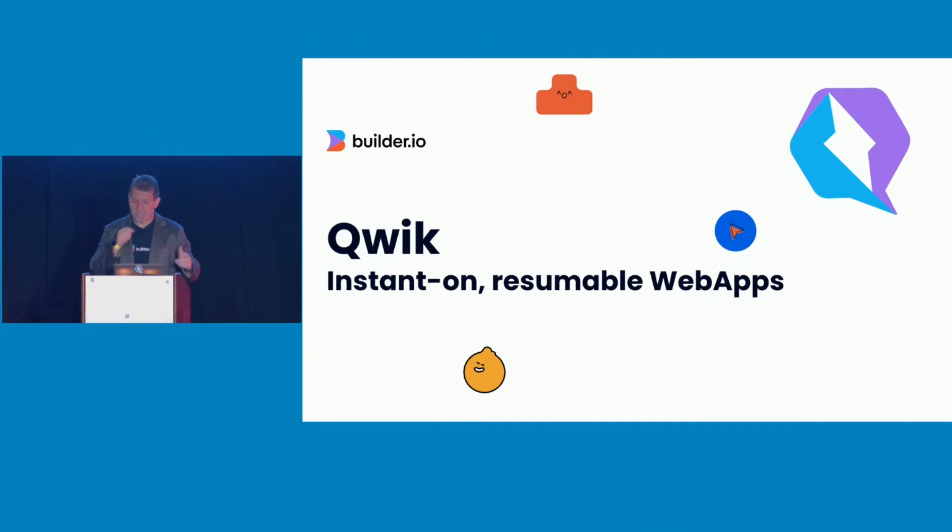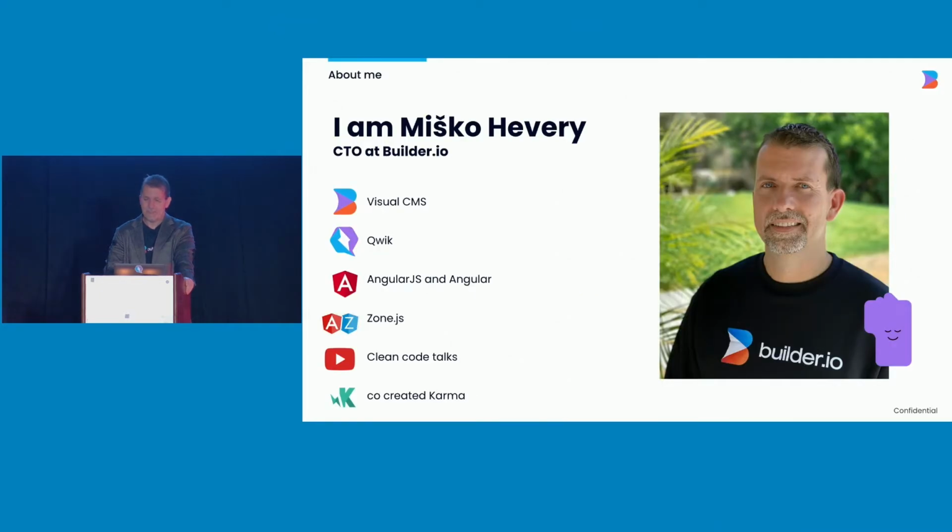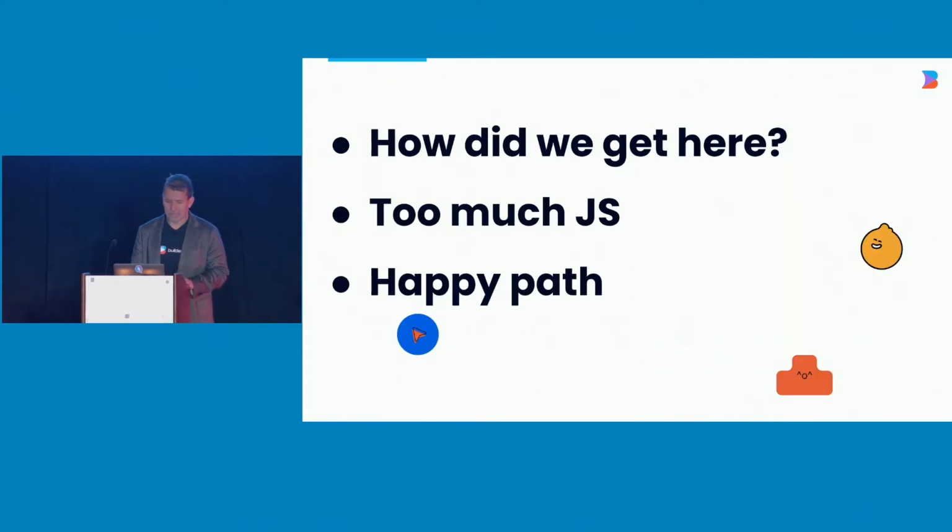I actually redid my presentation on the plane here, so you guys are going to be the first people who will see it. So first, let me say hi. Hi, I'm Miško Hevery. I'm a CTO at Builder.io. We have this thing called Visual CMS. I'll talk about that maybe a little bit later. But yeah, I'm working on this thing called Qwik. I've done AngularJS, Zone.js, Clean Code Talks, and had something to do with Karma. So that's my previous life.